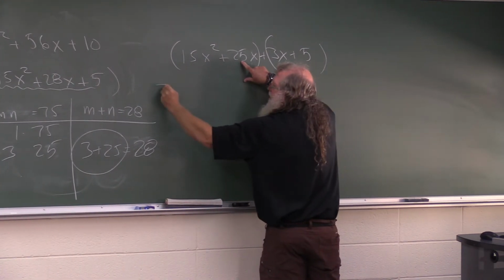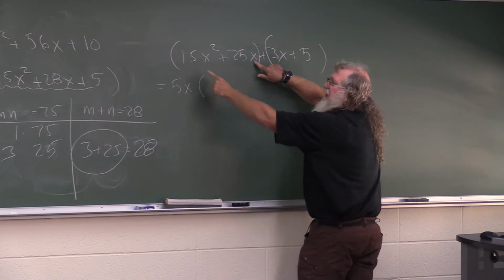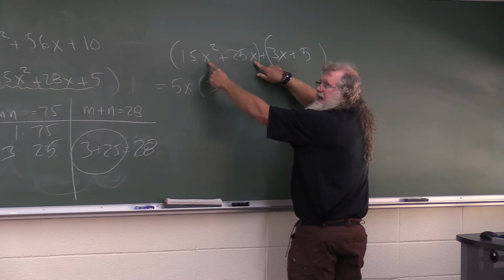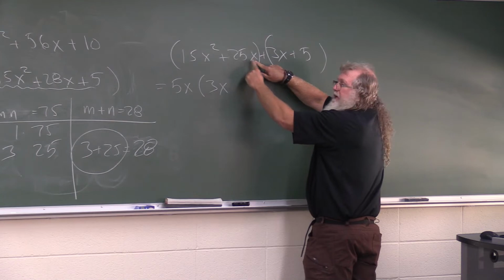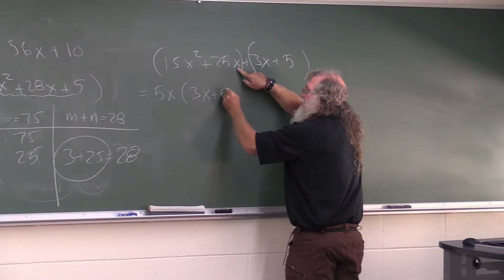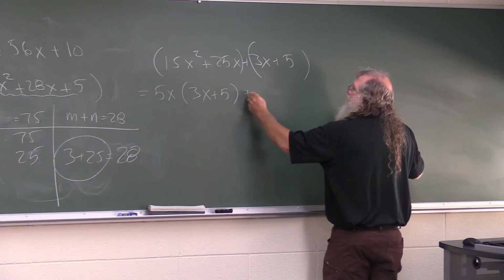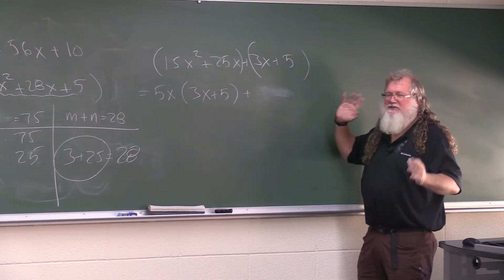15 and 25 have a 5. X squared and x have an x. 5 goes into 15 3 times. We had x times x. I pulled out 1, so I still have 1 left. Here I have 25x. I pulled out a 5x. So 5 goes into 25 5 times, and the x is gone. And here I have 3. Oops. Now here, sorry, I got so excited.